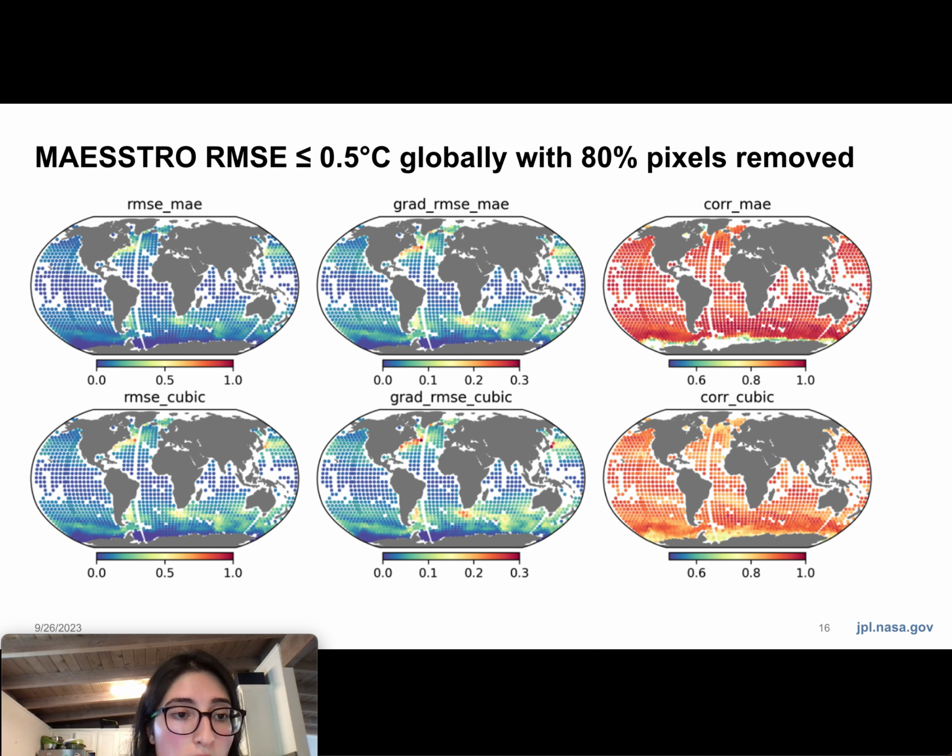Here we show the RMSE and spatial correlation for MAESSTRO, which is the top row, and the cubic interpolation method, which is the bottom row. MAESSTRO reconstruction exhibits smaller RMSEs for both the SST and the SST gradient, along with higher correlations compared to cubic interpolation.